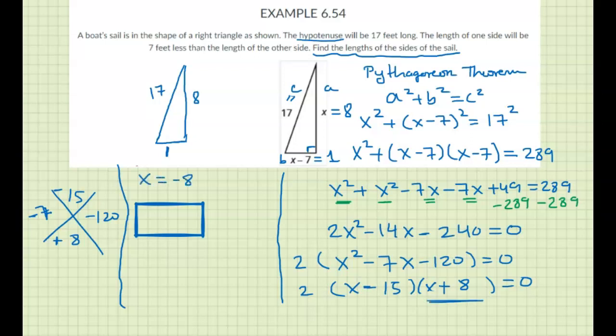x equals negative 8 does not work out. And this one makes sense. This gives me x equals 15. Alright, so kind of opposite of what I said. And this side here needs to be 15, and this needs to be 15 minus 7, which is 8. Okay, so this is our triangle. 15, 8, and 17. Alright, perfect.